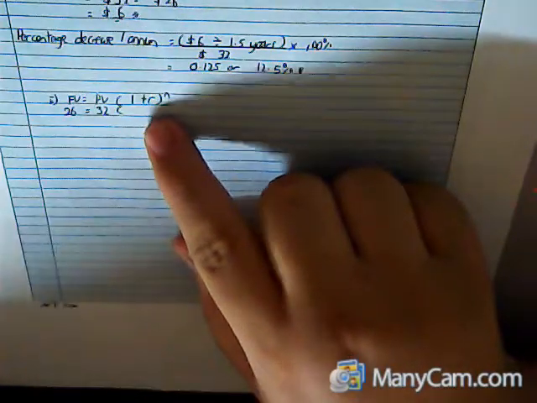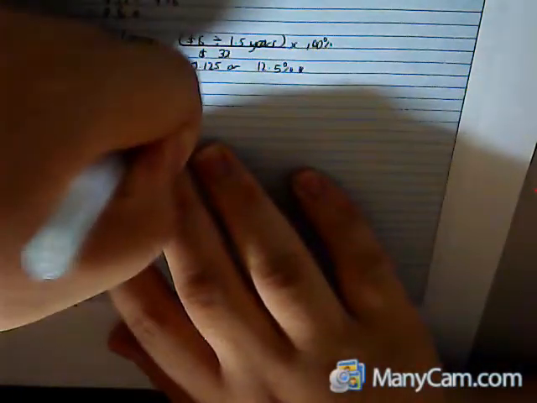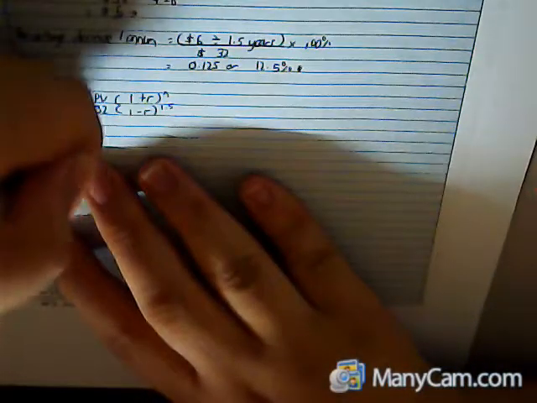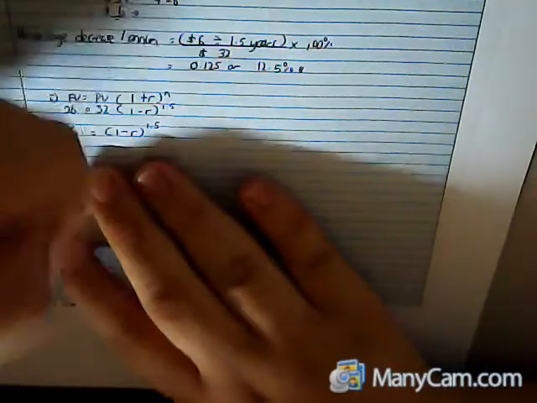Our present value is 32. But now the formula says 1 plus R, right? I cannot use 1 plus R because now the value is decreasing. So I have to use 1 minus R, to the power of 1.5 years. You understand what I say? Because the price is decreasing, 26 over 32 equals (1 minus R) to the power 1.5.